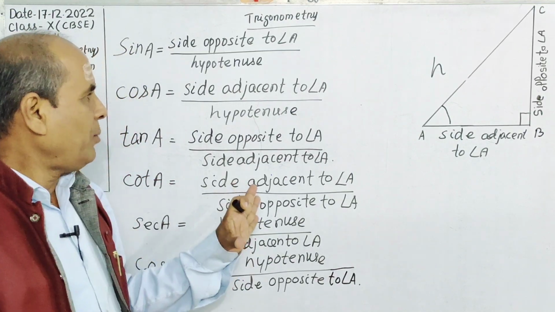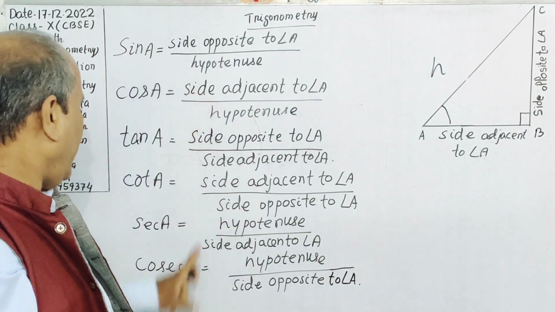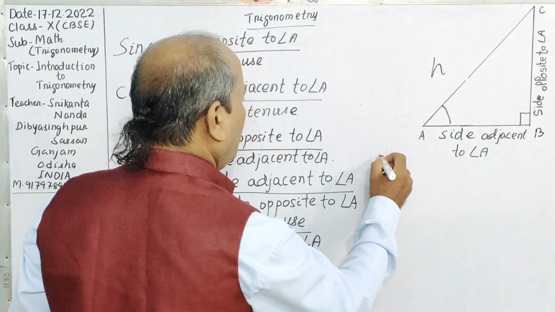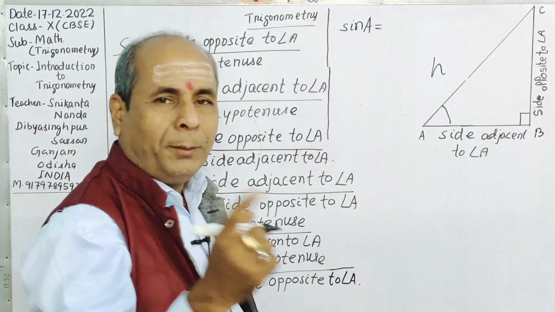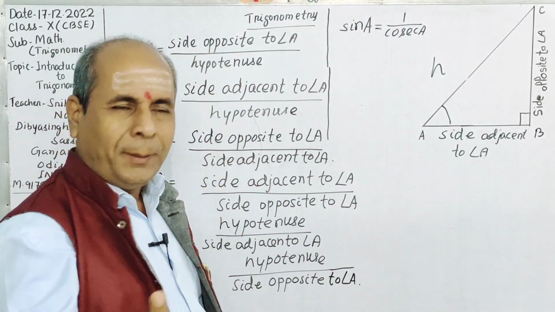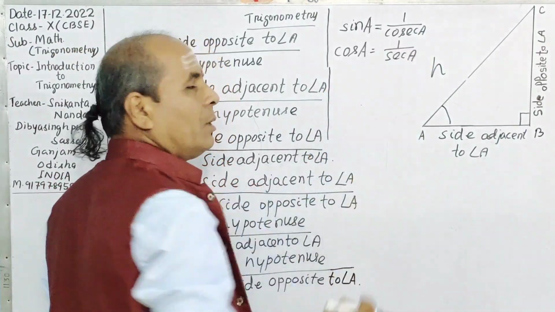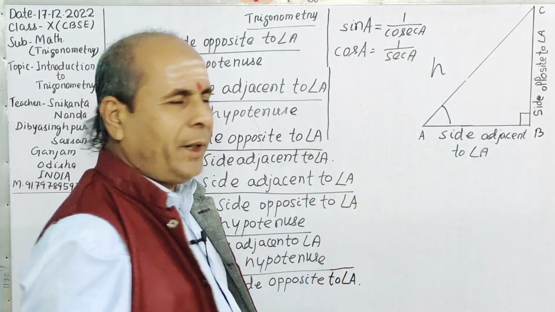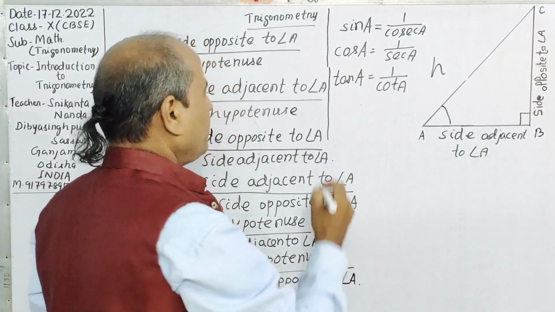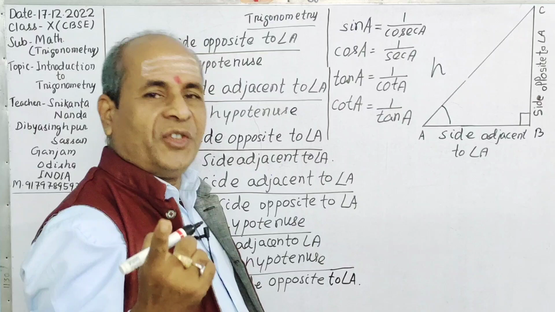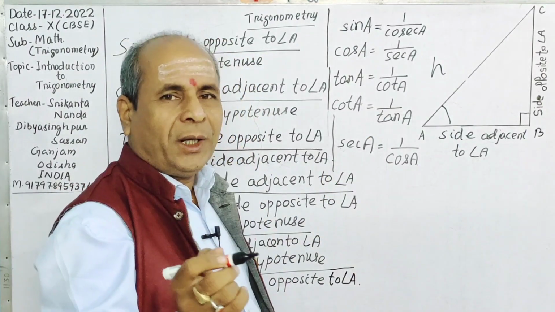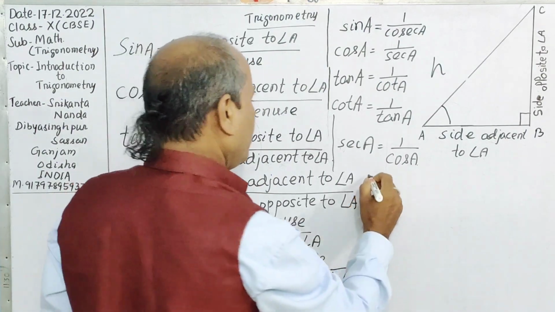Now we can see from this that sin A and cosec A are reciprocals. So we can say sin A is equal to 1 by cosec A. Similarly, cos A is equal to 1 by sec A. Tan A is equal to 1 by cot A. And cot A is equal to 1 by tan A. Sec A is equal to 1 by cos A. And cosec A is equal to 1 by sin A.